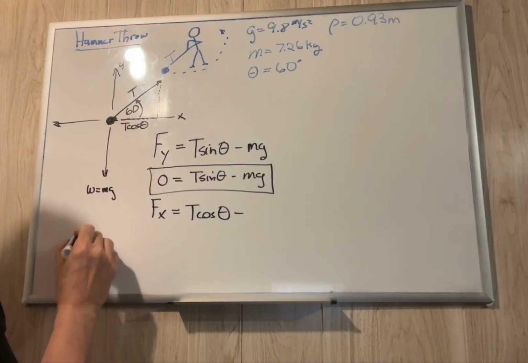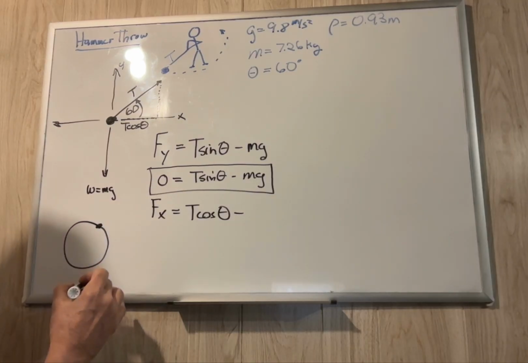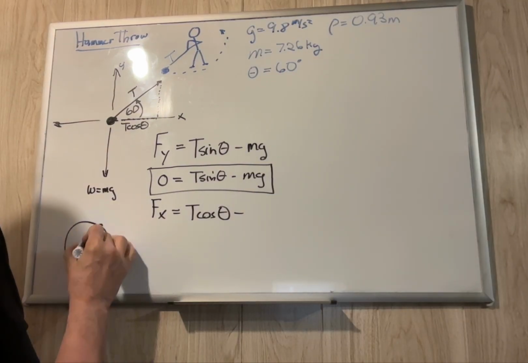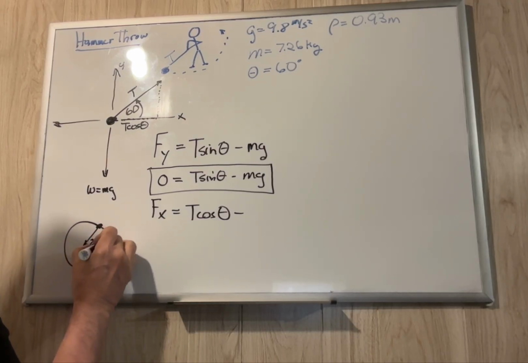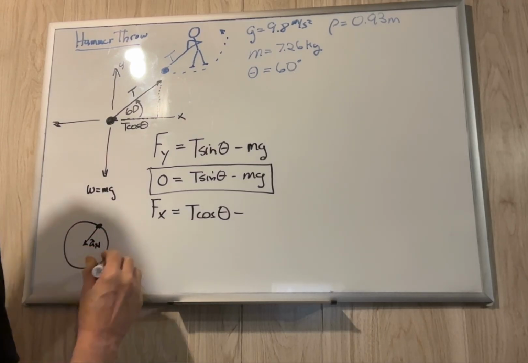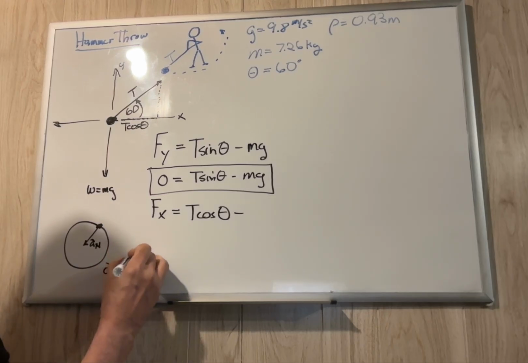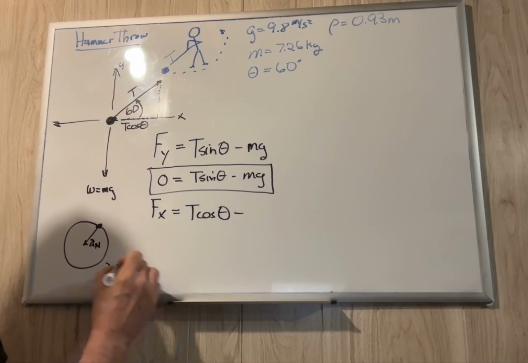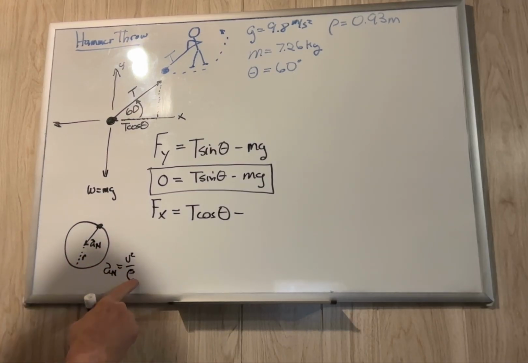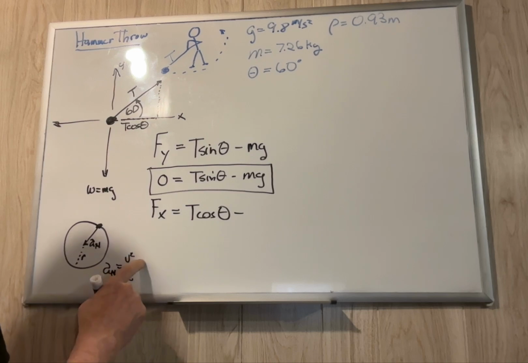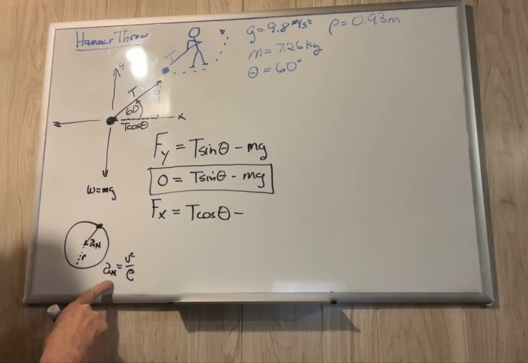Of course there's another force, because everything that has mass and travels in a circle has an acceleration towards the center of that circle. That acceleration is called the normal acceleration. The normal acceleration, by mathematical definition, is the velocity squared divided by rho. And our rho is basically our radius. So this is the radius, this is rho, and the acceleration is the velocity squared divided by rho.